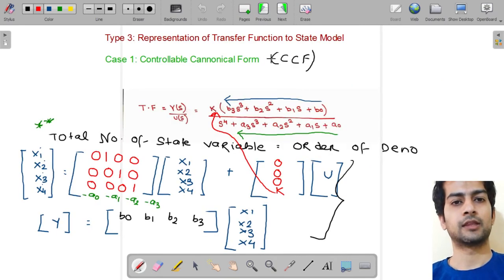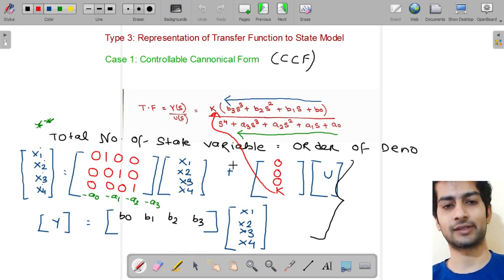See, the way I have taught you how to write CCF in this state model, in the same way I could have taught you how to write OCF of this transfer function in this state model. But you will get confused. Why remember two things? Why remember two shortcuts? We can remember one shortcut and then apply it for the other one. Otherwise, if we remember both, in the exam we will forget both.